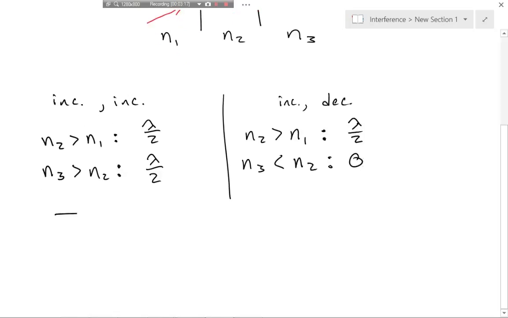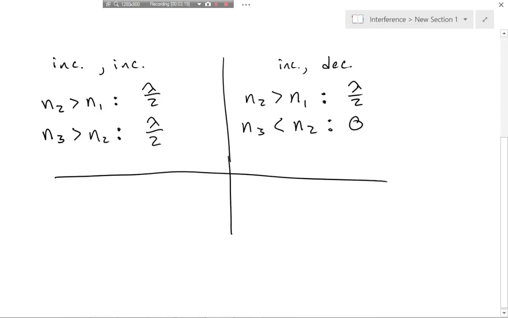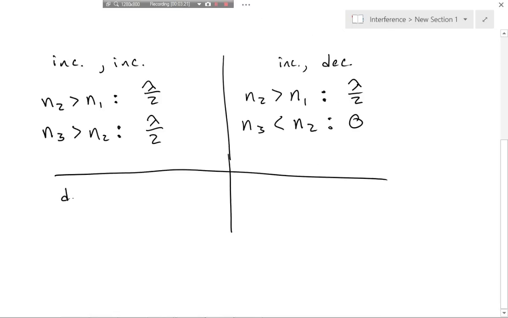Now the other possibility is that the index of refraction is going to decrease over the first interface, and then it's going to be increasing over the second interface. So that means that the index of refraction of material 2 is less than it is for material 1, and the index of refraction for material 3 is going to be greater than it is for material 2. So what this means is that we have a low index of refraction material that is surrounded by two materials with a higher index of refraction.